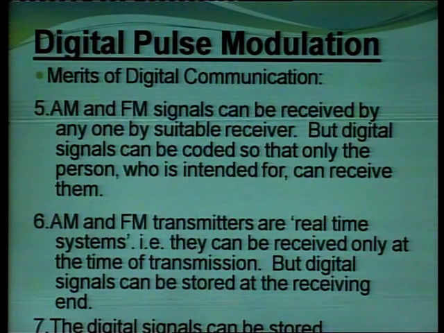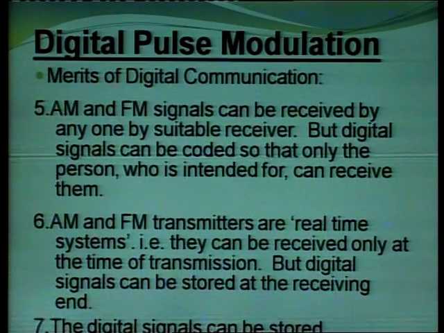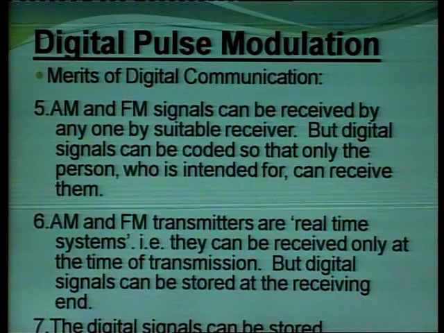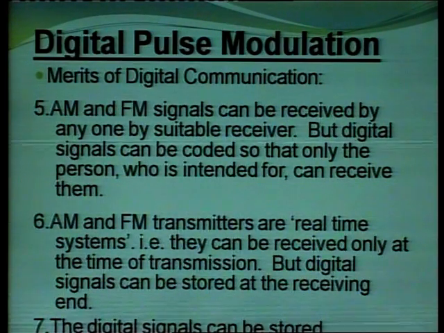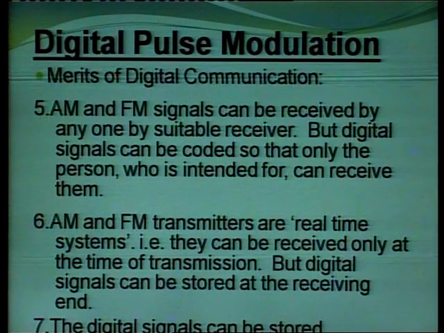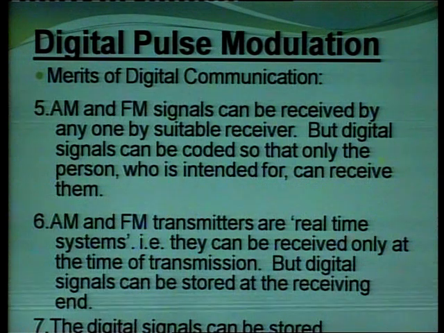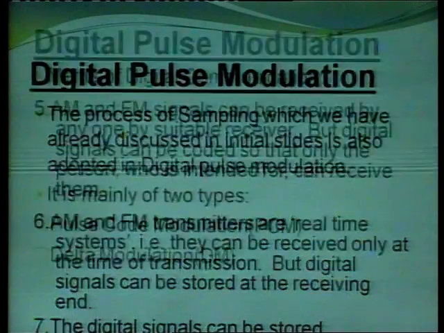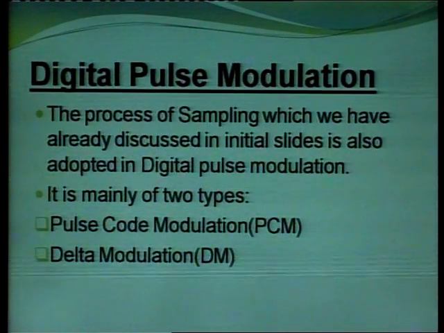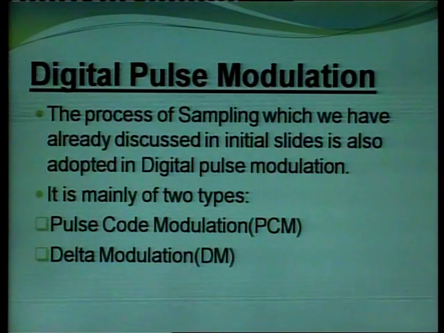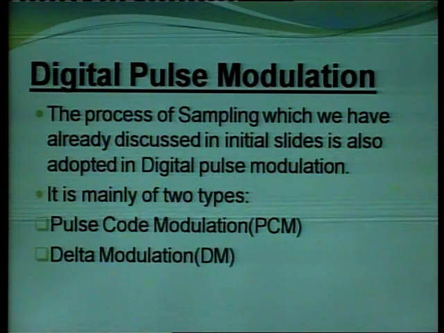AM and FM transmitters are real-time systems. That is, they can be received only at the time of transmission. AM ਤੇ FM ਦੇ ਵਿੱਚ ਜੋ ਵੀ ਸਿਸਟਮ ਚੱਲੇਗਾ ਉਹ ਰੀਅਲ ਟਾਈਮ ਦੇ ਵਿੱਚ ਚੱਲੇਗਾ. But digital signals can be stored at the receiving end. ਜਦੋਂ ਕਿ digital signals ਨੂੰ store ਕਰਕੇ use ਕੀਤਾ ਜਾ ਸਕਦਾ ਹੈ. Then next point is digital signals can be stored. So ਇਹਨਾਂ ਮੈਰਿਟਸ ਕਰਕੇ, ਇਹਨਾਂ ਐਡਵਾਂਟੇਜਸ ਕਰਕੇ ਡਿਜੀਟਲ ਪਲਸ ਮੋਡੂਲੇਸ਼ਨ ਟੈਕਨੀਕਸ ਨੂੰ ਐਨਾਲੌਗ ਟੈਕਨੀਕਸ ਦੇ ਉੱਪਰ ਪ੍ਰੈਫਰ ਕੀਤਾ ਜਾਂਦਾ ਹੈ.